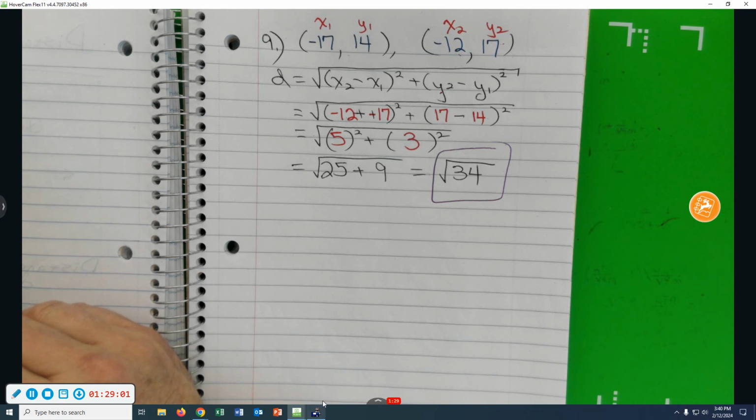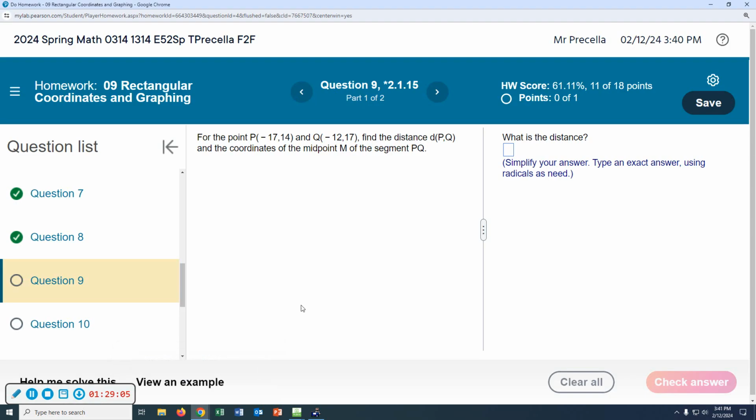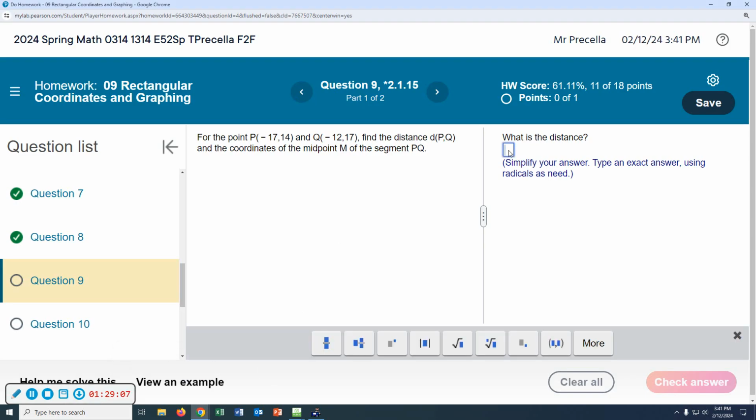Now, it would be 5 point something, if we did it. So it's almost 6 units between those two, not exactly 6. We'll just use exact answers. Notice they want an exact answer. They don't want a decimal approximation.